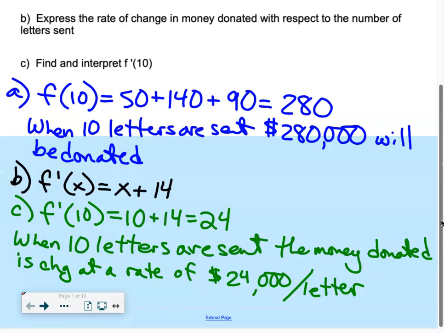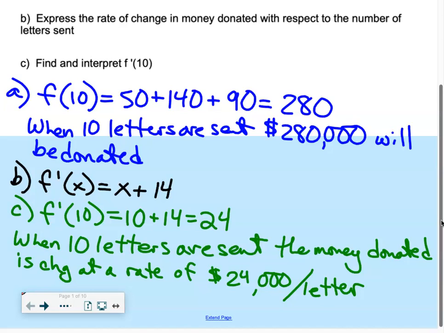So what does that really mean? What that really means is if they collected $280,000 for 10 letters, if they send out 11 letters, they should expect to collect $304,000, $24,000 more than when they sent out 10. So roughly something like that. Now, it doesn't work exactly like that, but that's roughly the rate of change. We get this nice positive rate of change of positive $24,000 per letter.